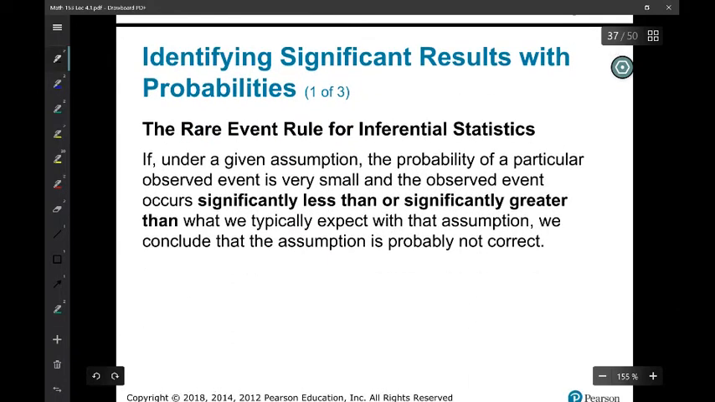The rare event rule for inferential statistics. So if under a given assumption the probability of a particular observed event is very small and the observed event occurs significantly less than or significantly greater than what we typically expect with that assumption, we conclude the assumption is probably not correct.